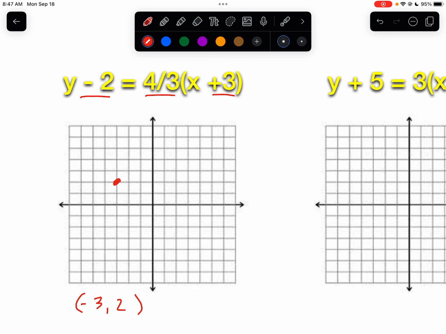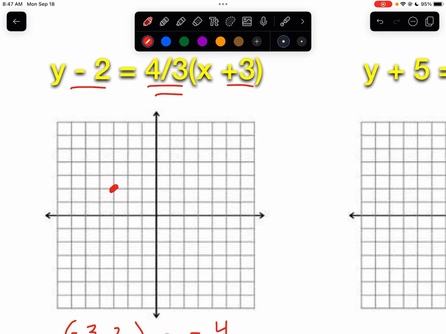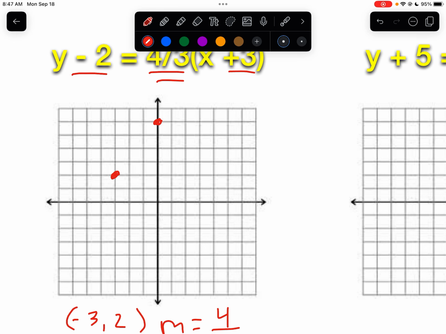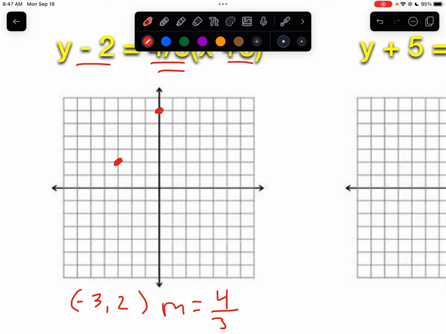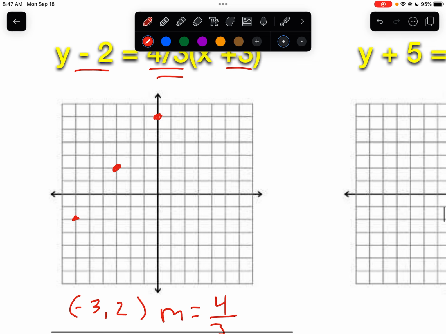Now our slope is 4/3. So from that point that we just graphed, we are going to rise up 4 and run over 3, and that takes us right here. That's enough to graph our line, but I'll be a little bit more accurate, at least give myself a better chance by using that same pattern in reverse to get one more point that the line passes through.